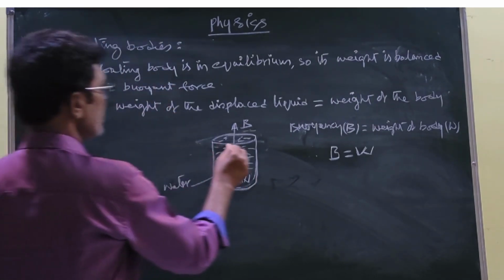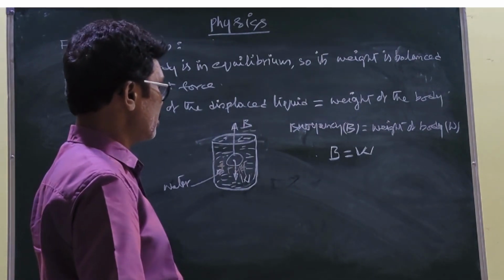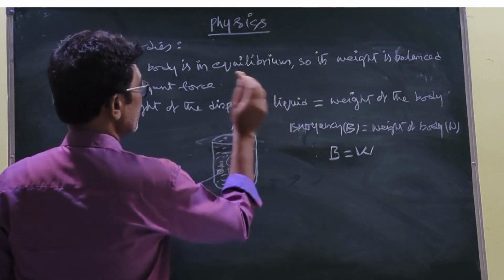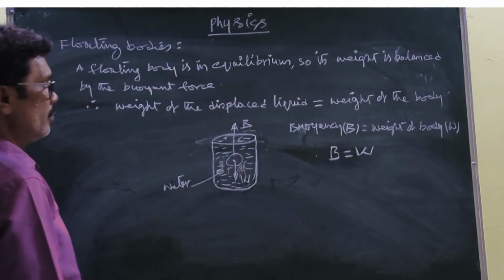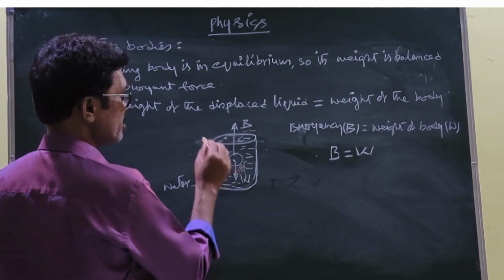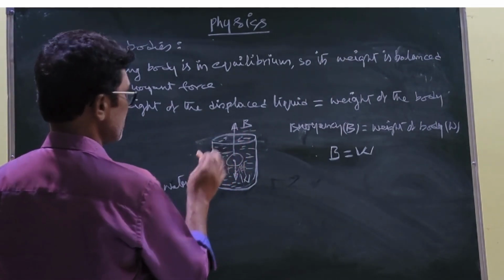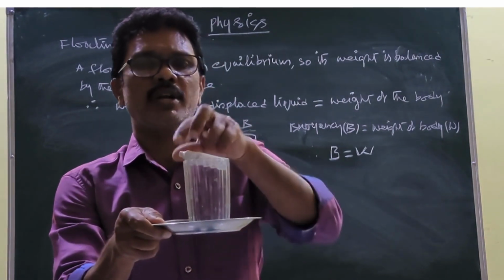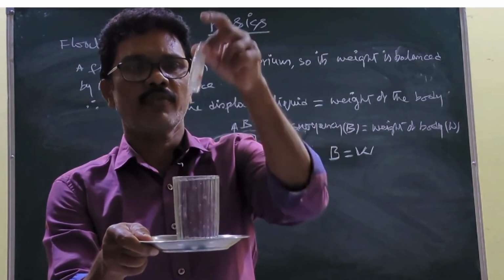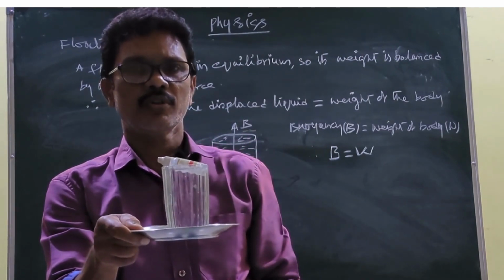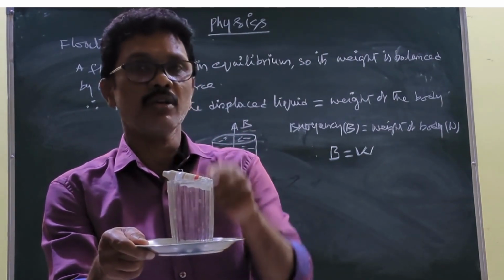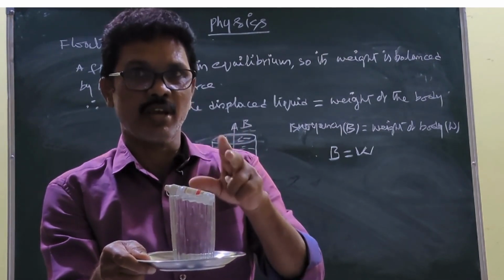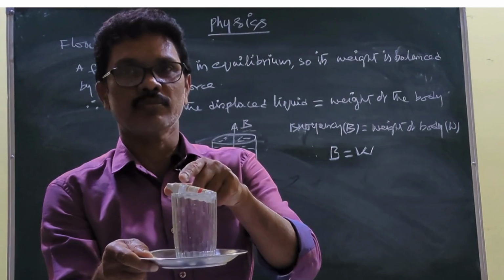Suppose this is in the equilibrium condition, as I showed just now. Equilibrium condition means the weight of the displaced liquid is equal to the weight of the body. Then only it is in the equilibrium condition. For example, this is in the equilibrium condition. The weight of this object is equal to the force exerted by the water in the upward direction. So if it is the same, equal, then it is in equilibrium.